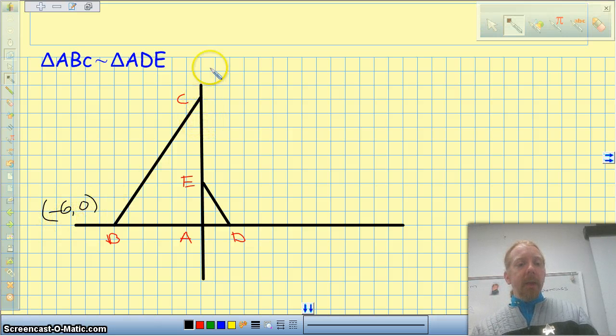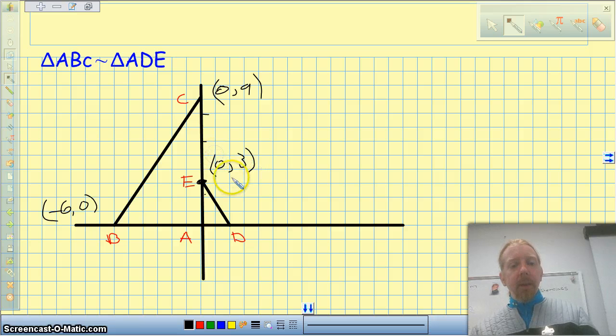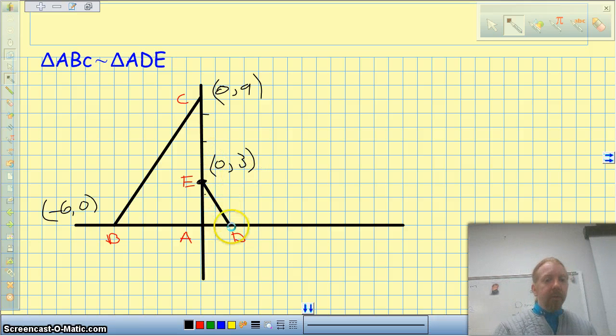And let's say that up here, this is going to be at 2, 4, 6, 8, 9. 0, 9. And let's go ahead and we'll say we know what E is. We know E is going to be at 0, 3. So I want to come up with the coordinates of D, and again, not relying on my graph paper. I want to come up with one mathematically.